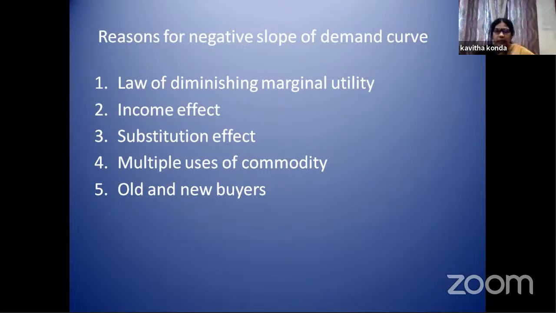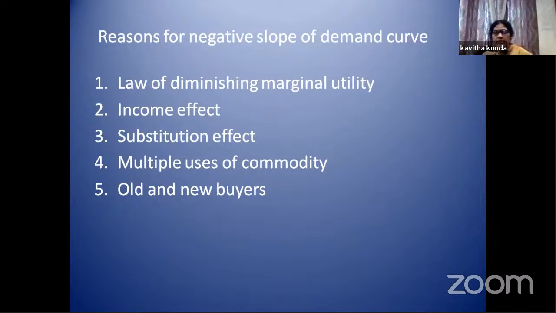Whenever the price of a commodity falls, the consumer may spend more. Real income increases when the price falls, so he may go for a superior quality of the good. That's why the quantity demanded increases as the price decreases. That's why the slope of the demand curve is downward from left to right.